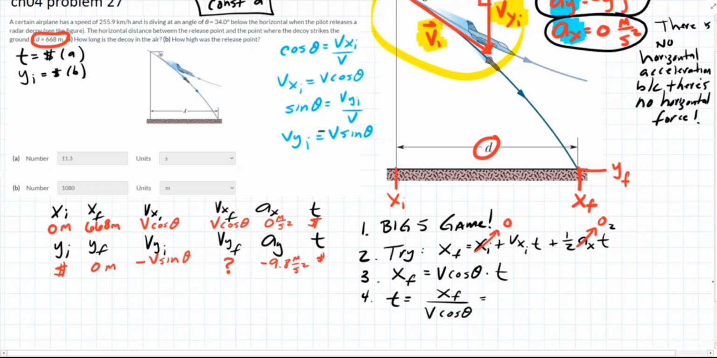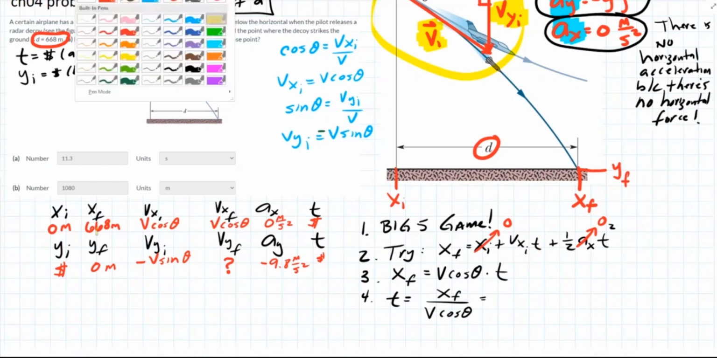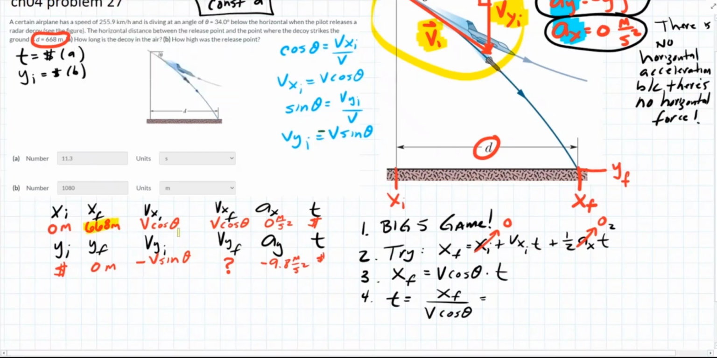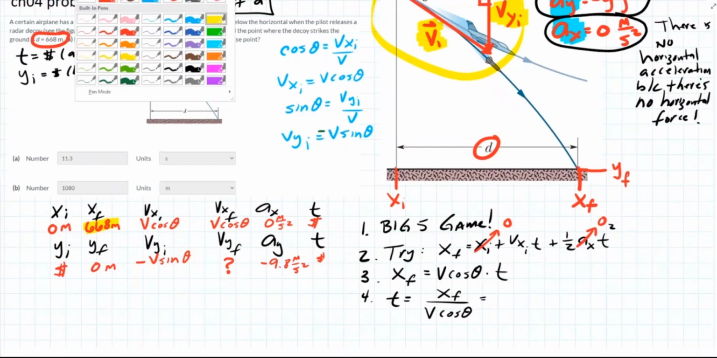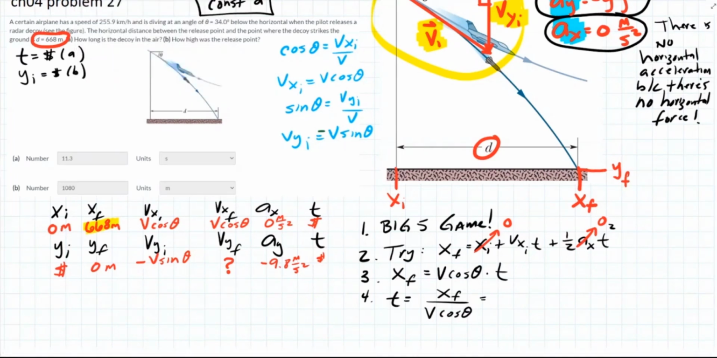And let me know if I'm making a mistake, but according to my data table, XF right here is 668 and V is given. So I might have to do some conversions though. So here's what I'm going to do. A little sidebar, a little velocity sidebar here.